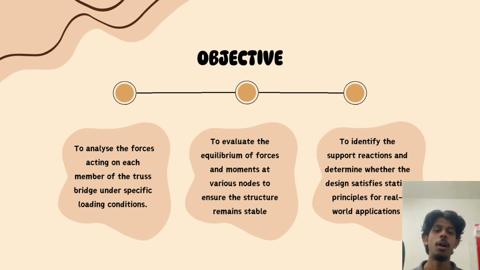There are three objectives for our project or case study. The first one is to analyze the forces acting on each member of the truss bridge under the specific loading conditions which we have applied. The second is to evaluate the equilibrium of forces and moments at various nodes to ensure that the structure remains stable under external loads. The third one is to identify the support reactions and to determine whether the design satisfies static principles, for example the fundamental principles of statics for real-world applications such as in designing vehicle bridges and pedestrian bridges.